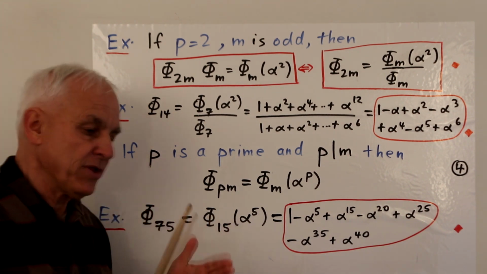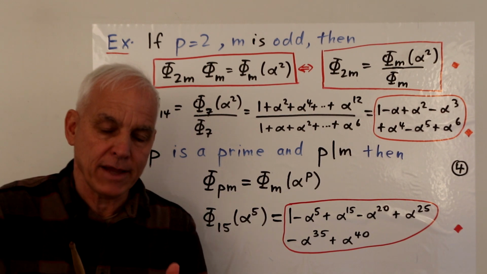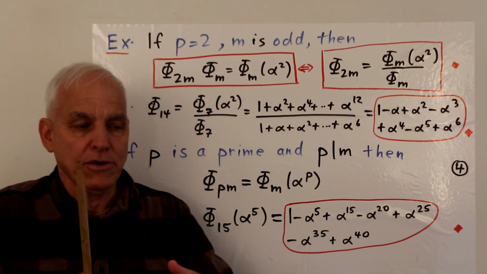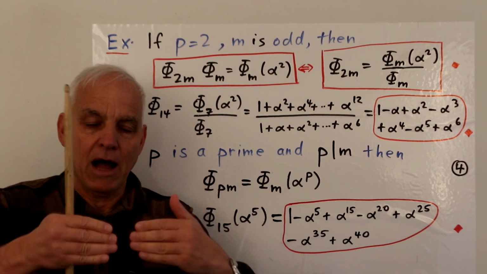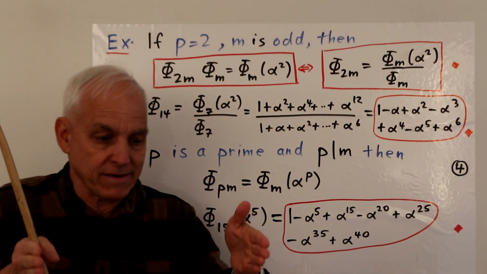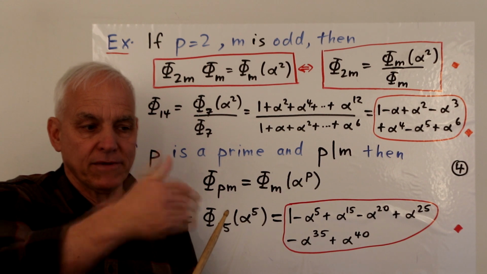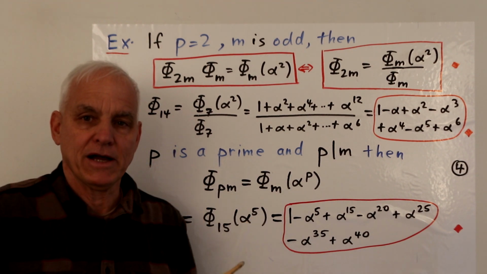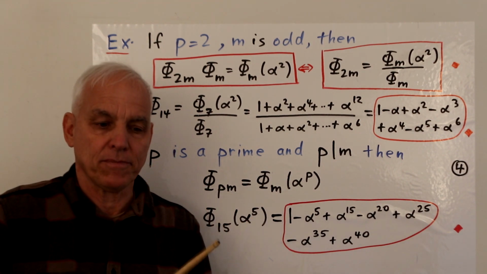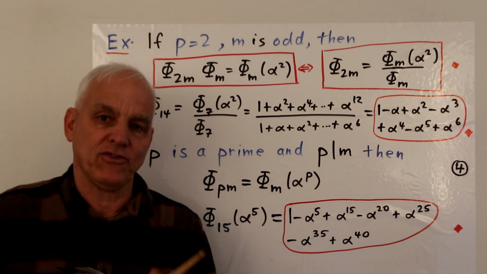So in principle, these last two allow you to bootstrap yourself up. If you have a number n, which is a product of primes, then you could at least, if you wanted to, work your way up using these two relations, calculating them step by step.